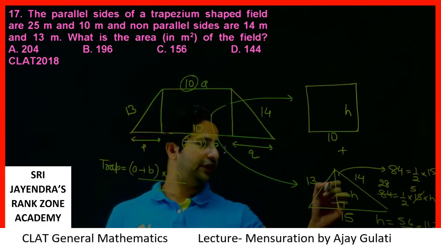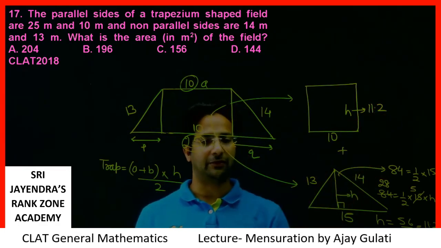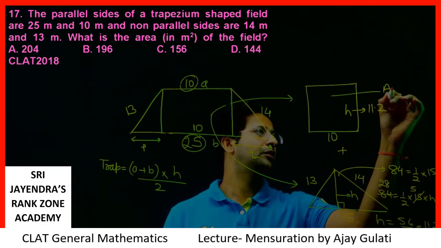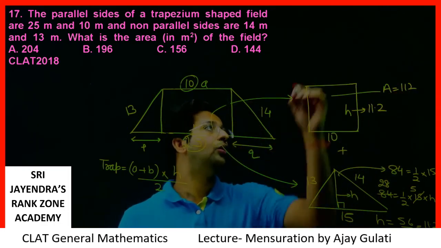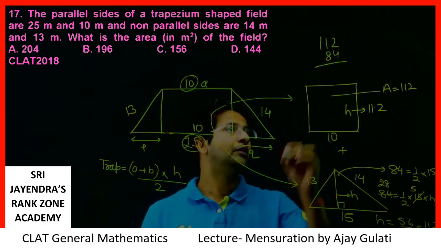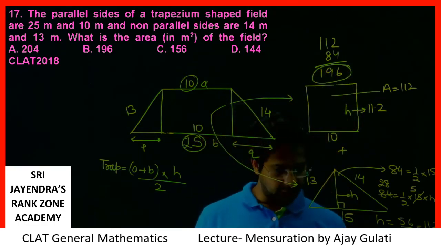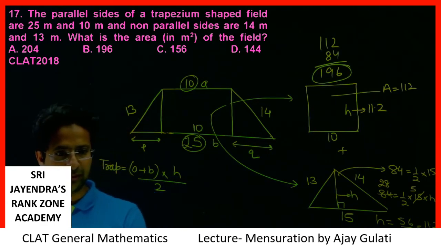I know the area of this triangle is 84 and this height is 11.2. That means 10 into 11.2 will give me the area of the rectangle, 112. So the total area will be 112 plus 84, we get 196. This is our answer. A bit typical question, but no problem. We have to do the solution. Let's move to the next one.